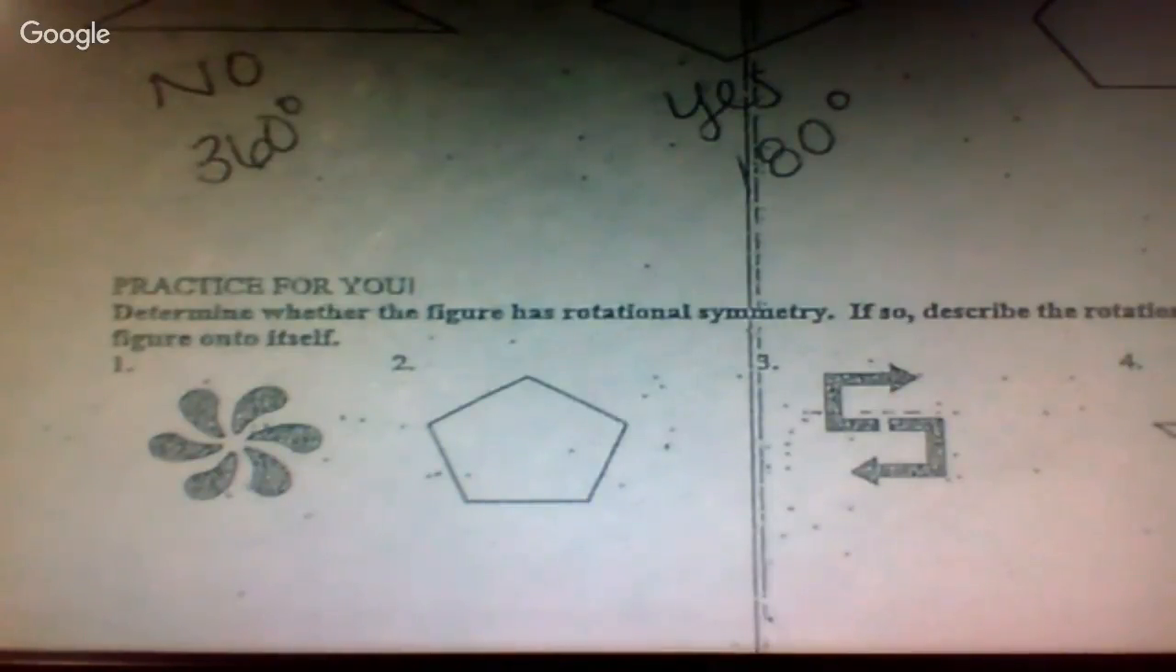What about C? Yeah, all the way around. Does it have to go 360 to look the same? No. If I go 90, it looks like... Oh, yeah, it's 180. If I flip it this way, it's exactly the same. So this one is also, yes, 180 degrees.